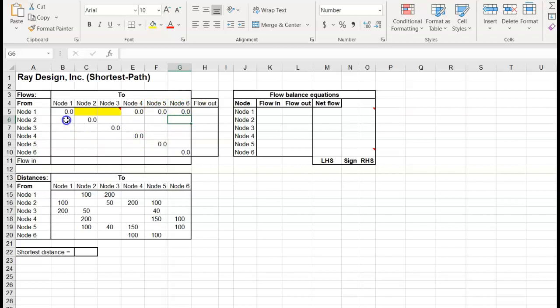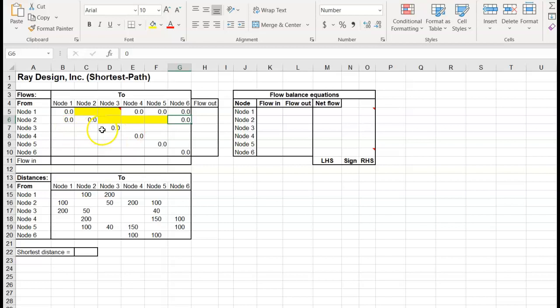The same way for node 2, because we won't really be going from node 2 to node 1, it doesn't make sense to go backwards. I'll force this to be 0 as well. And then from node 2, you can travel to node 3, 4, and 5. So these 3 cells would be yellow. And you can't go directly to node 6, so this automatically, I'll set it to 0.